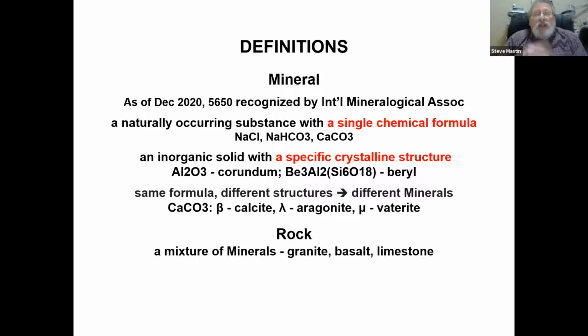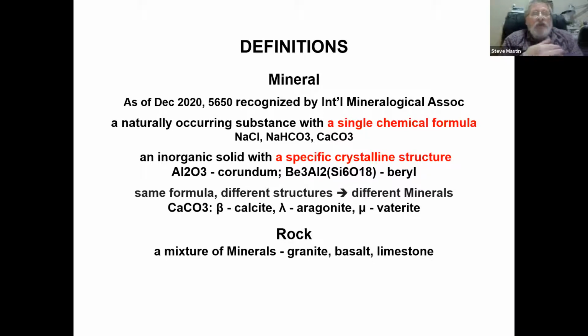And so typical minerals are aluminum oxide or corundum, and that's what sapphires and rubies are, and beryl, that funny long formula, a little more complicated than the simple one for corundum. And the other thing that's a little different than people expect is you can have the same formula, but if that material has a different structure, then it's a different mineral.